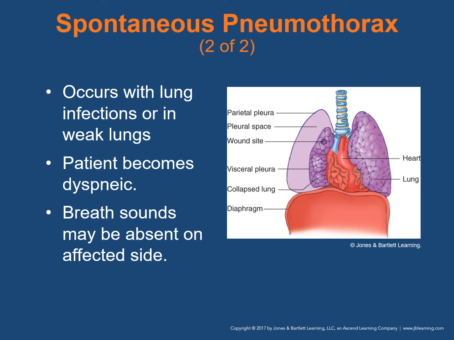This is showing you an illustration of that spontaneous pneumothorax, showing you the visceral pleura on the lung itself and that parietal pleura lining the chest cavity. And that pleural space is filling with the air that's leaking from that lung. It collapses that lung down and causes problems with shortness of breath. Breath sounds may be absent on that side.